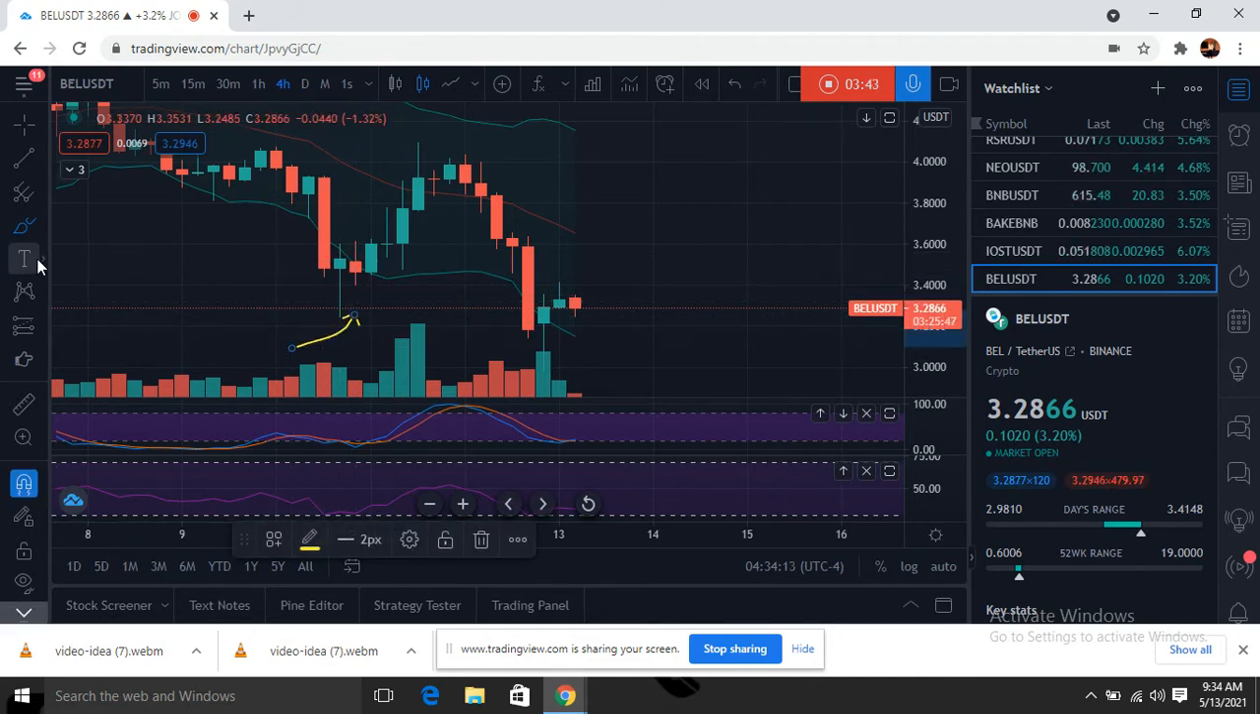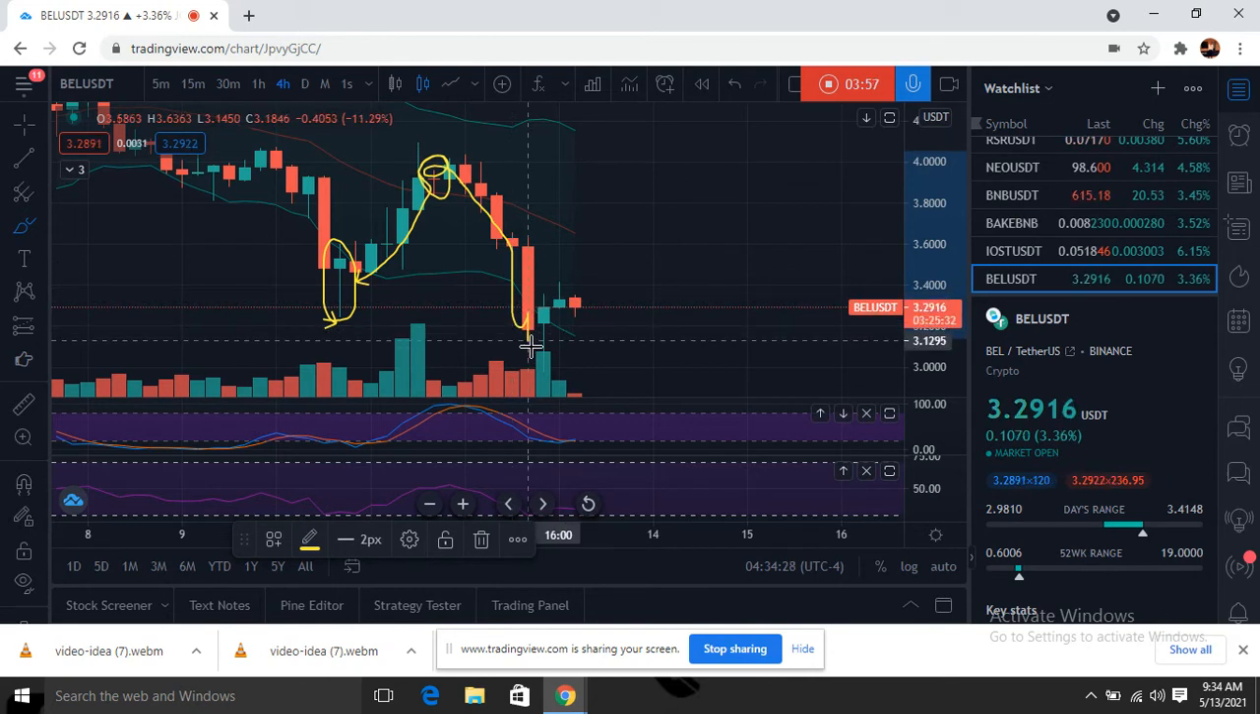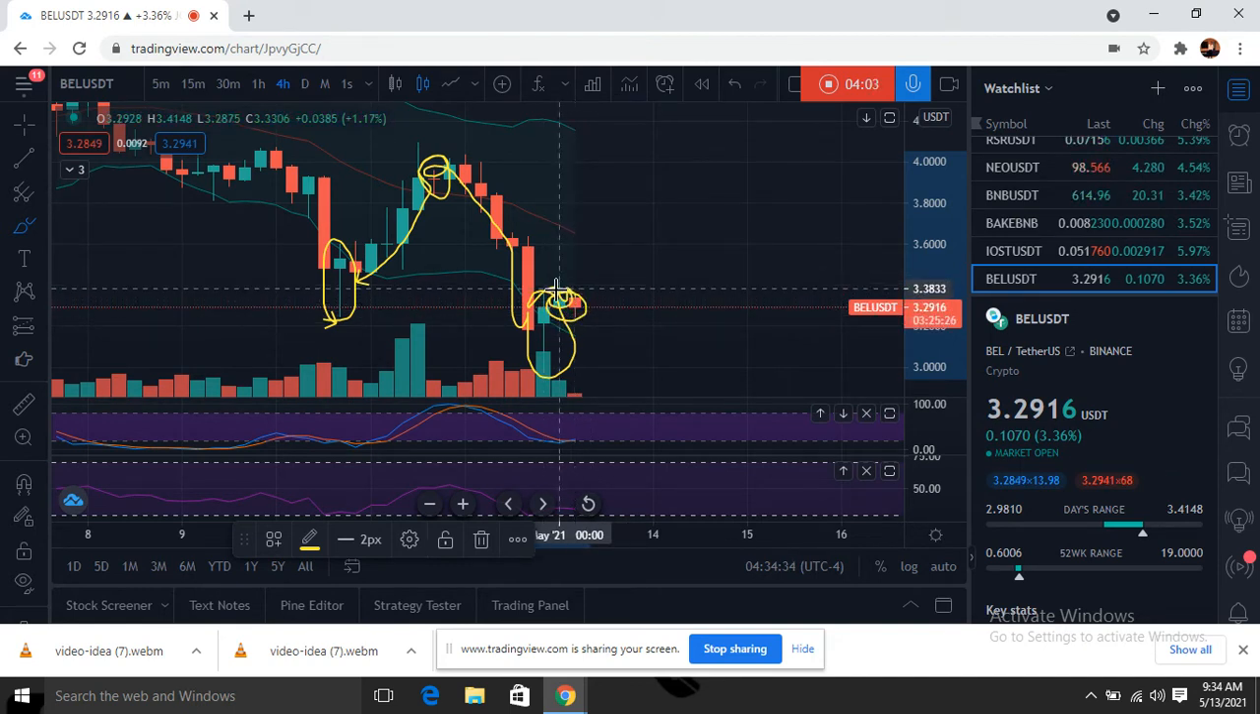In this case, after forming this hammerhead, see what happened? The market went up before forming a doji here, indecision. Then it came down, formed a hammerhead back here and went up a little, although the market is still ranging. So it's as easy as that.